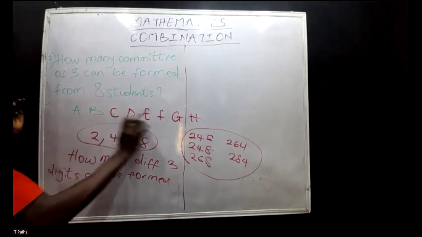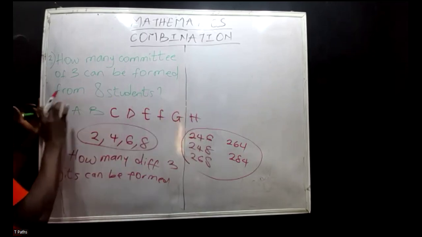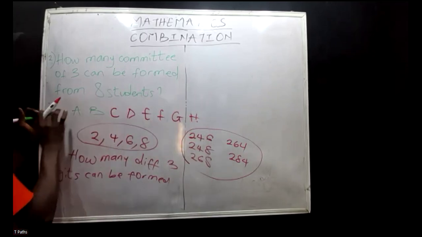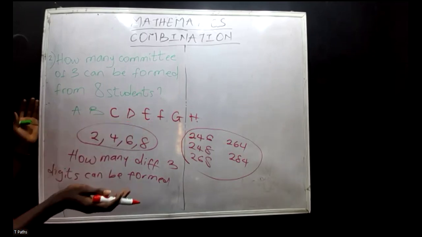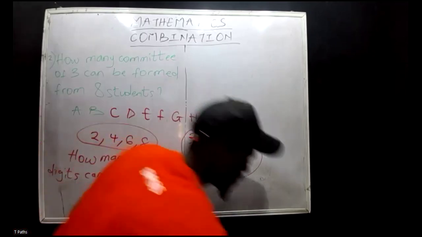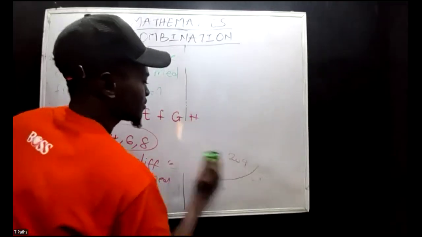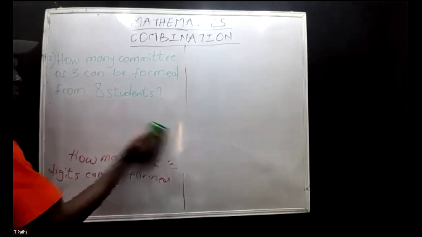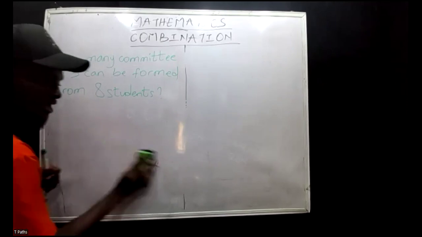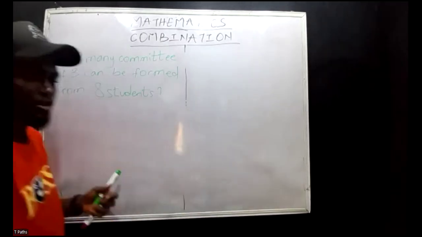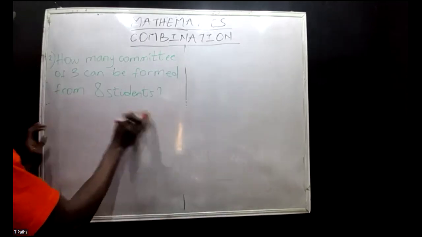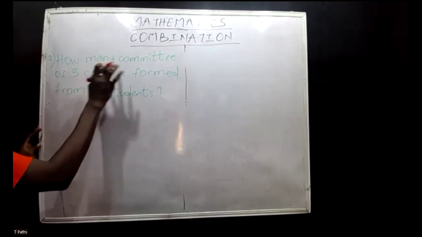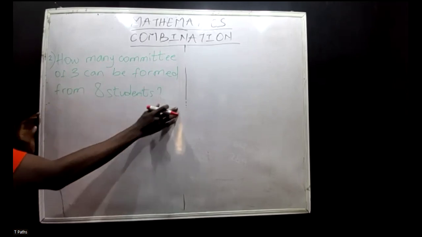For this one, I'm only selecting. I'm told to select only 3 people. I can decide to select C, D, and E. I'm sorted. I'm selecting only 3 people. So let's look at it together. I'm just trying to make you guys know how to differentiate questions of combination from those of permutation. Now looking at this, how many committees of three can be formed from 8 students? What do I do?